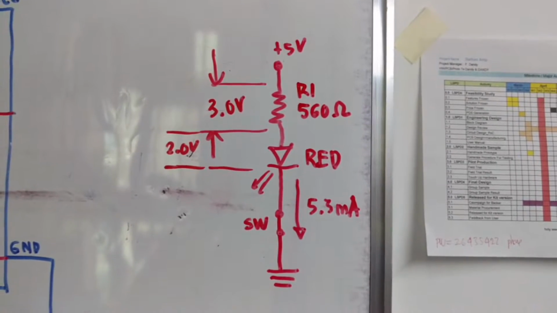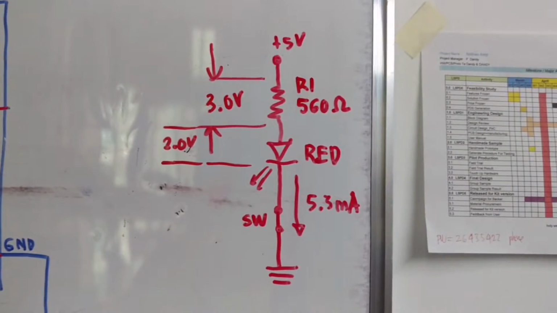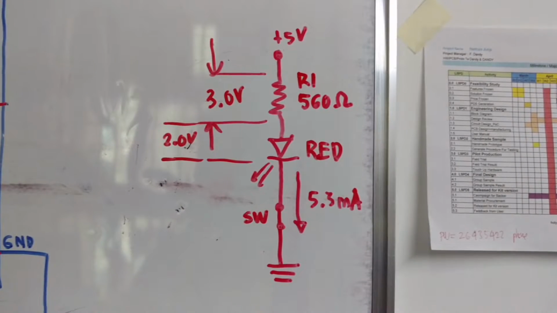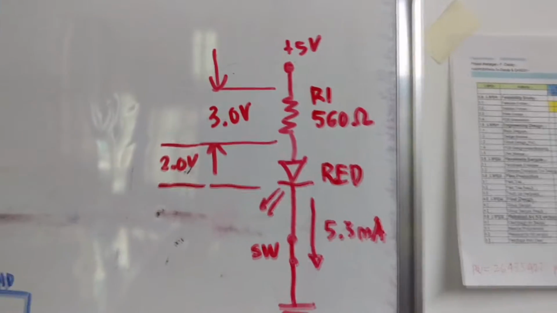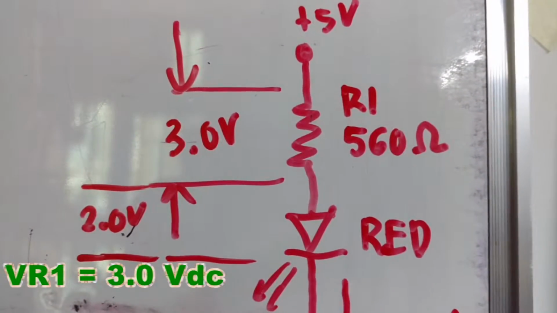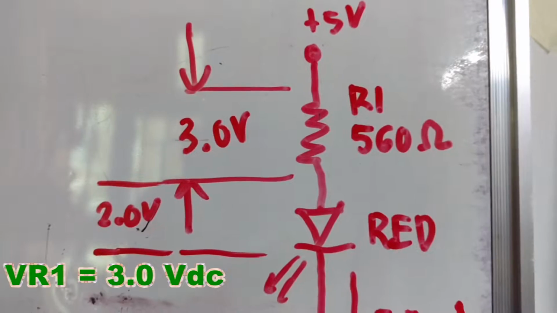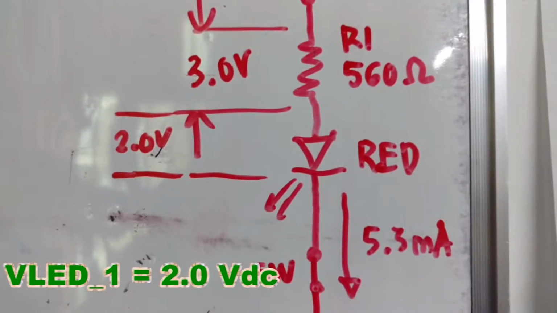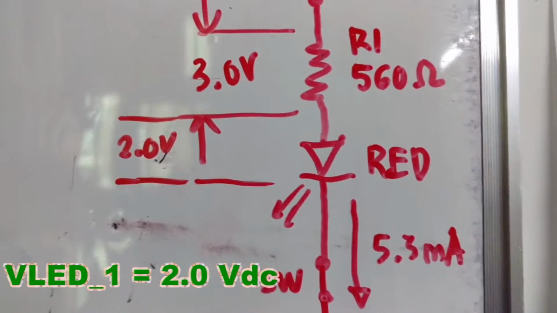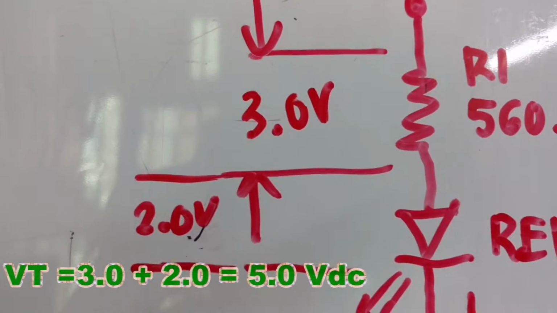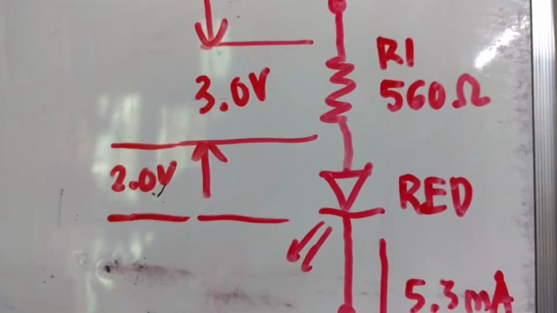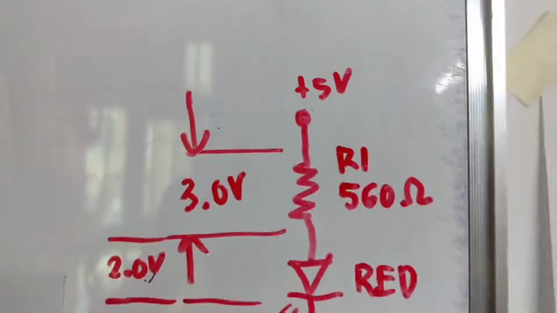If you want to get details on the voltage distribution of the external circuit, the resistor R1 560 ohms and the red LED, here it is. The voltage drop at the resistor is 3 volts, and the forward voltage of the red LED is 2 volts. Totaling 3 volts plus 2 volts is equivalent to 5 volts, which is basically the same as the supply.